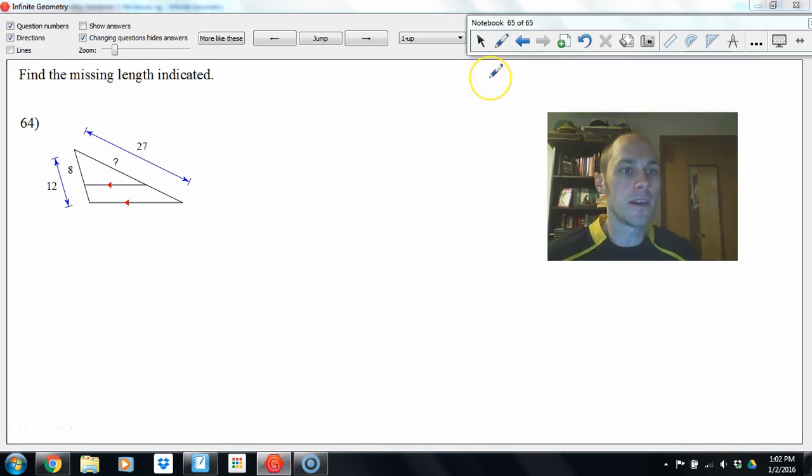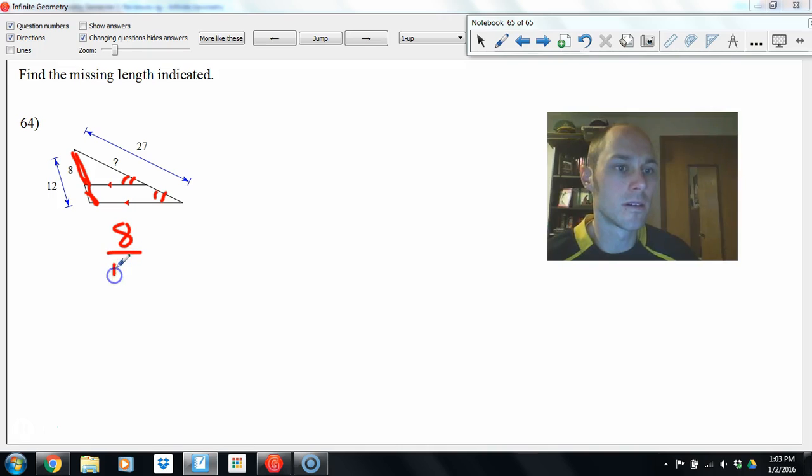Here we go, we got another similarity problem. We know that this line is parallel to this one, so we know the sides will be proportional since we have similar triangles. We've got angle similarity since we've got corresponding angles congruent. And we know that the third angle is shared by the reflexive property. So 8 to 12, in the same way that x will be similar to 27.